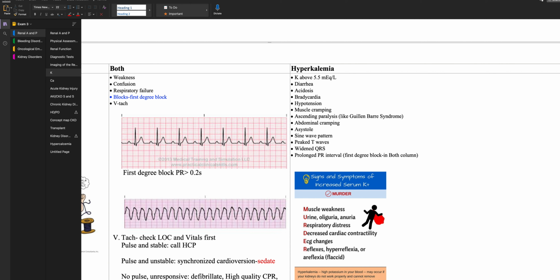Okay, so let me go back to KIND. K is Kayexalate, I is for insulin, and we give that with D50 or some sugar solution. N is sodium bicarb, and D is dialysis. Now, the other medication that can be given is calcium gluconate. Calcium gluconate doesn't necessarily lower the potassium, but it does protect the heart; it antagonizes the effects of potassium on the heart. All right, so we'll look for that.